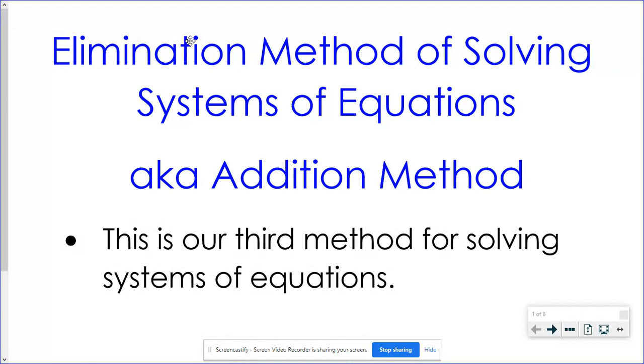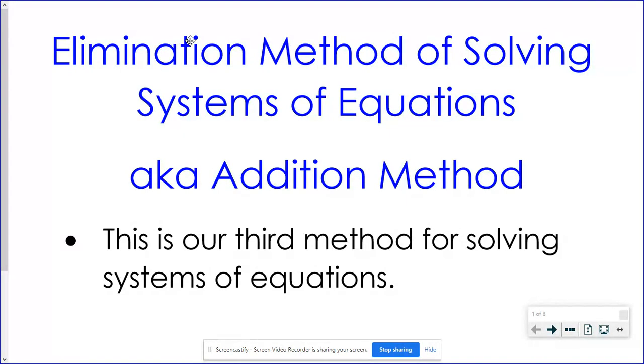But graphing is not... Sorry for the bell. Graphing is not always practical. You're not always going to get nice whole number answers or numbers that are small enough to fit on a graph. So the next way that we solved this was with substitution. Again, nice if it's easy to get one variable by itself. However, that's not always the case.